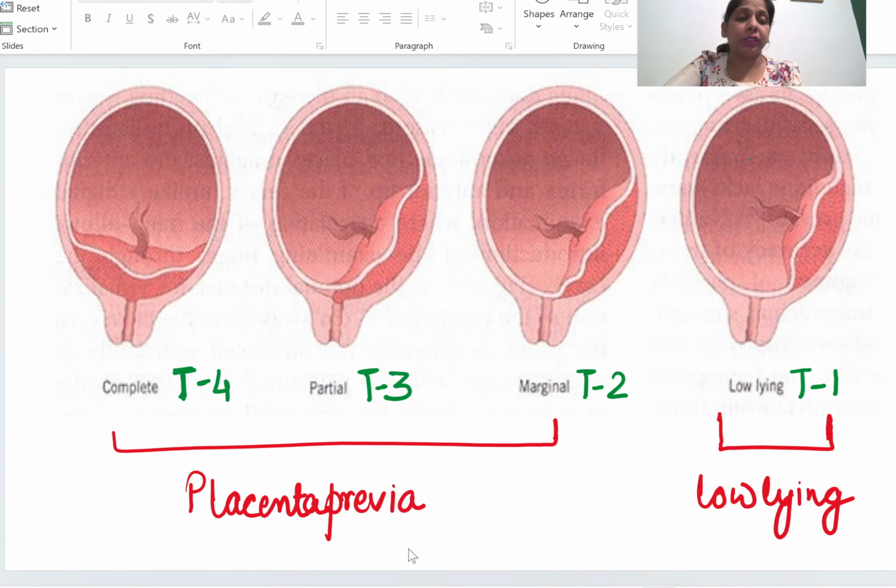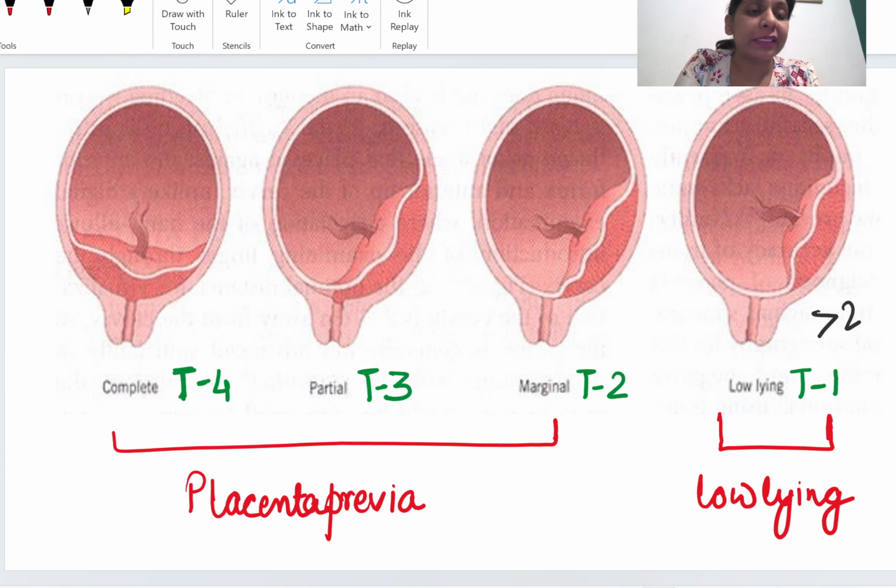Now you all know the different types of placenta previa. If it is more than 2 centimeter, it is low lying placenta. If it is less than 2 centimeter and near the margin of the cervical os, it is type 2, marginal. If it is half covering the cervical os, it is partial. If it is fully covering the cervical os, it is complete.